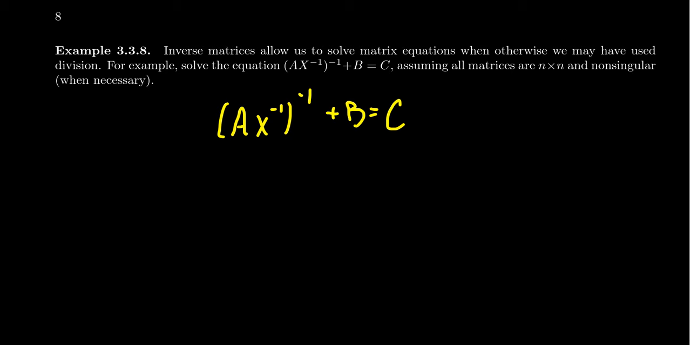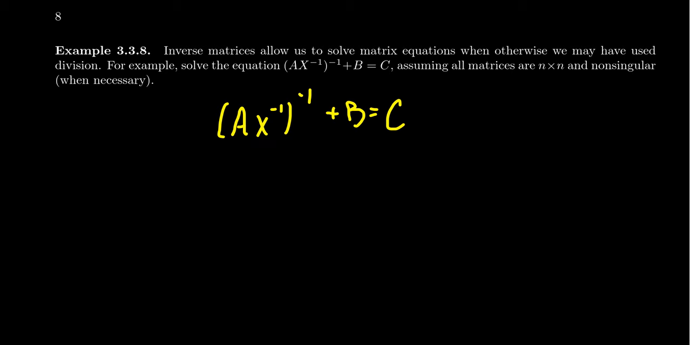And let's assume that everything has the right size, that the products and sums make sense. We'll just assume everything's an N by N matrix and that things are non-singular when they have to be. Again, that is a little bit of a caveat, but if we have that assumption, we can solve this much like we would solve any other thing. Now, looking at the first one right here, we want to solve for the variable matrix X.